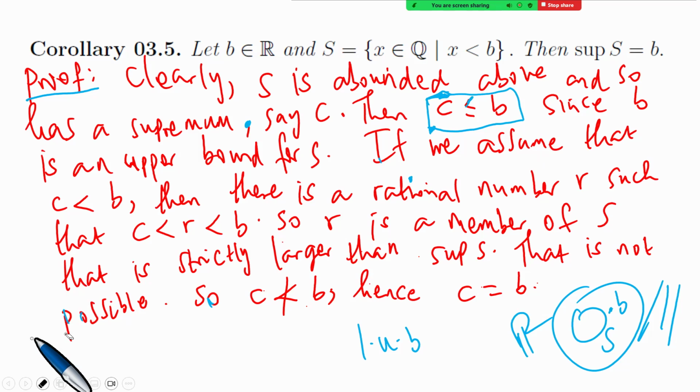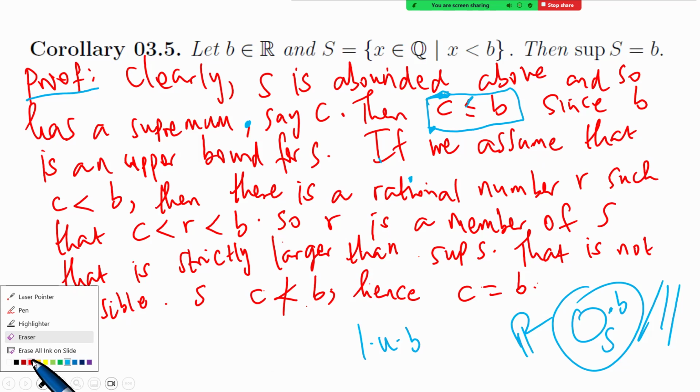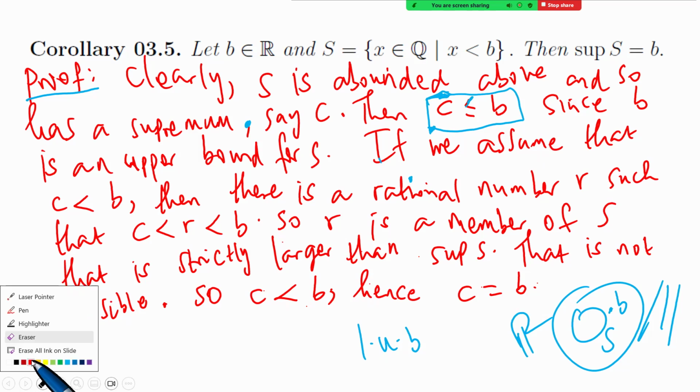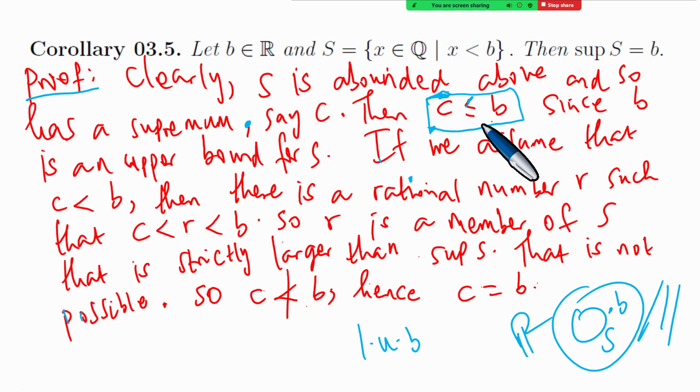Why? Because assuming that C is less than B leads to problems. And hence C is effectively equal to B. So that C equals B, that means that the supremum of S is equal to B, not C or anything else. It is B itself.